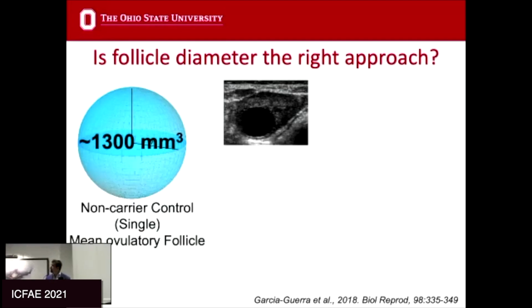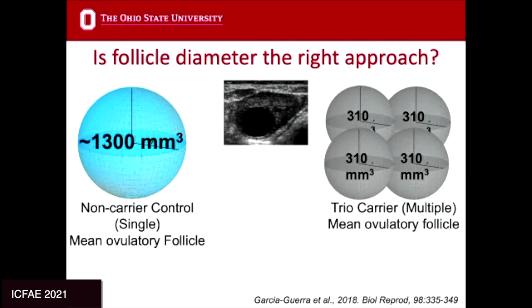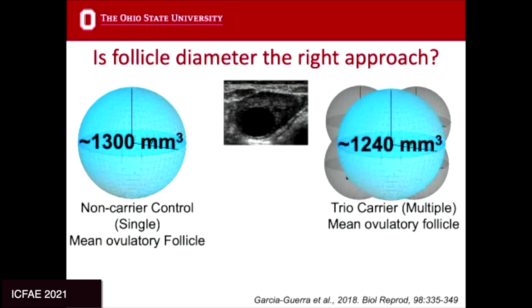So if we go back to our data, the pre-ovulatory follicle in non-carrier single ovulating animals was about 1,300 cubic millimeters. When we look at our trio carriers, they had about 4 follicles, each one of them of about 310 cubic millimeters. If you add the volume of those together, assuming that they would still function as a single unit, you see that the total follicle volume of those pre-ovulatory follicles was about the same.